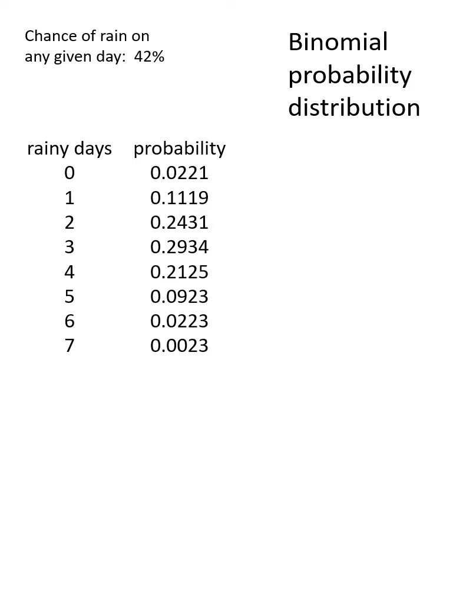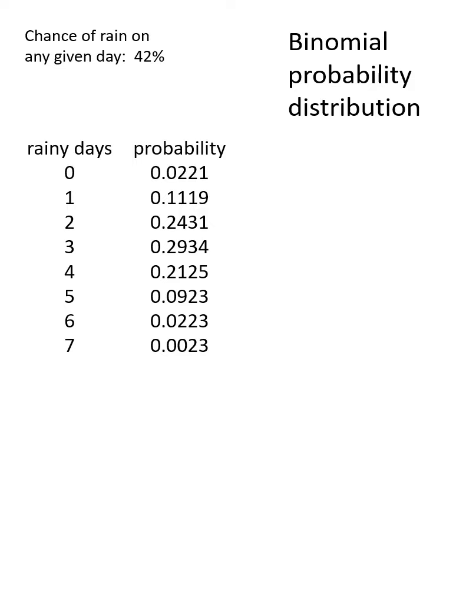The binomial probability distribution is the table that you see there, where we go from none of the event happening to all of the event happening. In other words, no rainy days to all rainy days within a given time period. And we can use the probability of rain on any given one day to compute this table for the whole week.